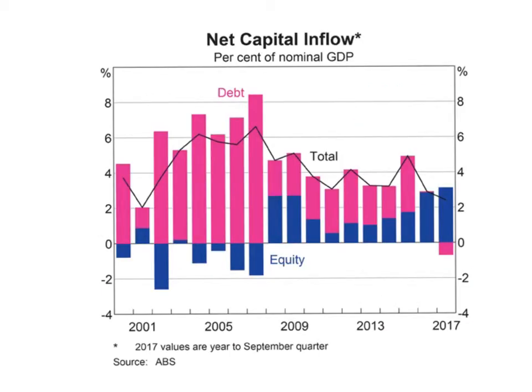This diagram shows the net capital inflow for Australia. The black line is the total net capital inflow, and you'll notice that that black line is positive pretty much for the last 20 years or so. That means that Australia is a net recipient of foreign investment, and it's been broken down here just into investment in Australian equities, i.e. shares, and investment in Australian debt like bonds.